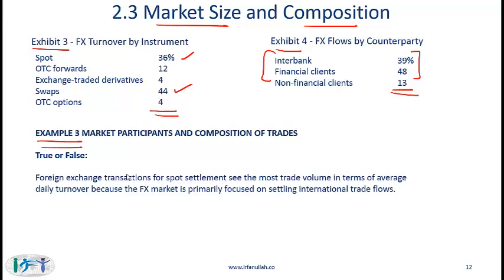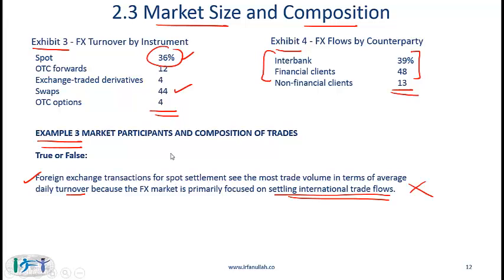This is now example 3 from the curriculum. You need to say whether this statement is true or false. Foreign exchange transactions for spot settlement see the most trade volume in terms of average daily turnover because the FX market is primarily focused on settling international trade flows. This is completely wrong. The FX market is not primarily focused on settling international trade flows. In fact, this is a small percentage of the overall FX market.